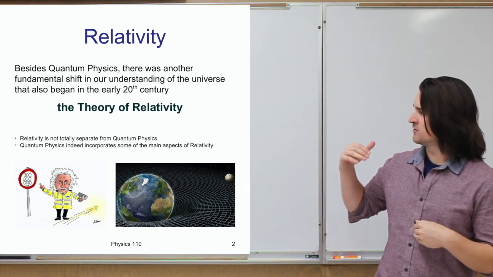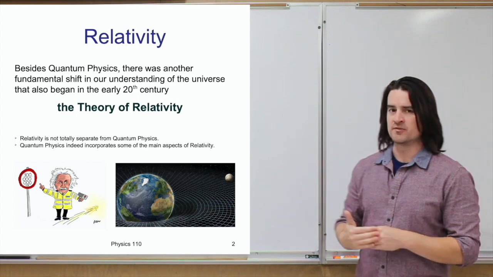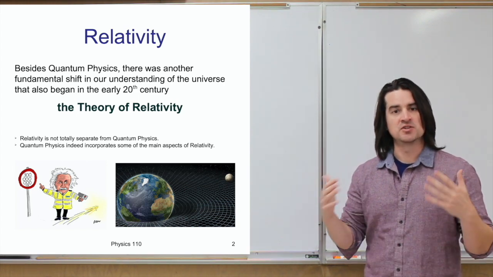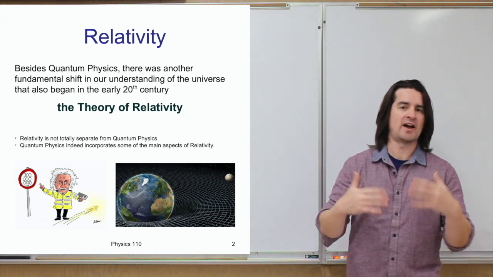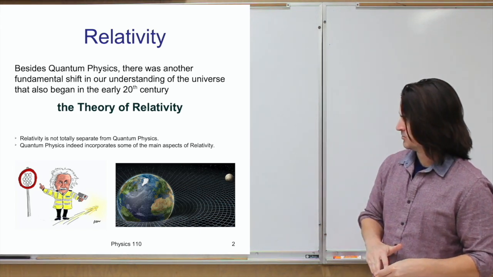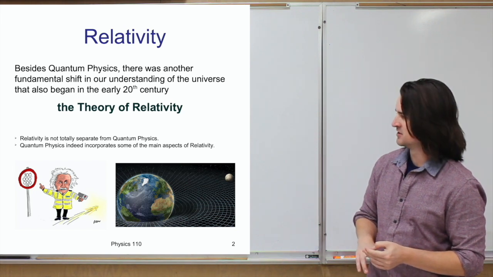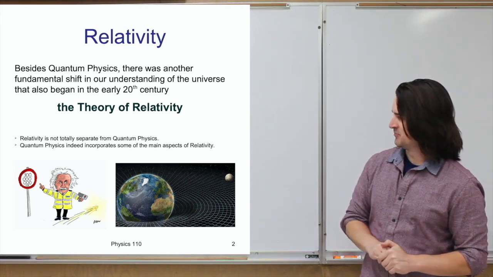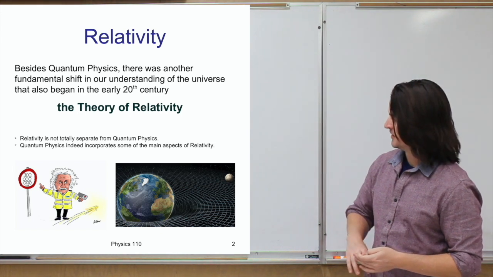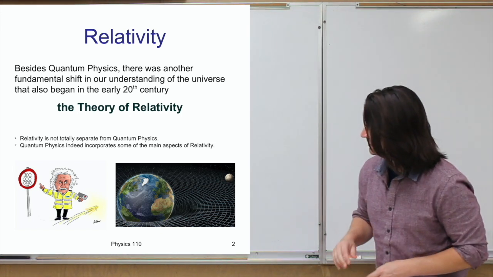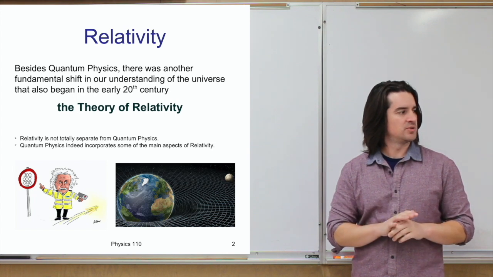Just wanted to point out that the theory of relativity is not necessarily separate from quantum physics. In fact, modern quantum physics incorporates a good bit of the stuff from relativity to get better and more accurate results. So just some pictures here. You might recognize this cartoon version of a very famous physicist, tagging light for trying to go past the speed limit. Can't really do that. The other picture is a visualization of what you might call space-time. We're going to talk about that a little bit this lecture, but more in the next lecture.